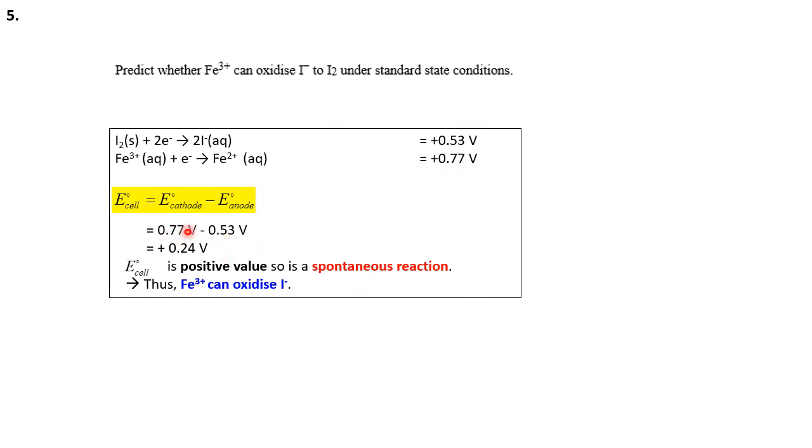After you substitute, you get the answer positive 0.24 volt. So E° cell is a positive value, so it's a spontaneous reaction. So Fe3+ can oxidize I-. Okay.